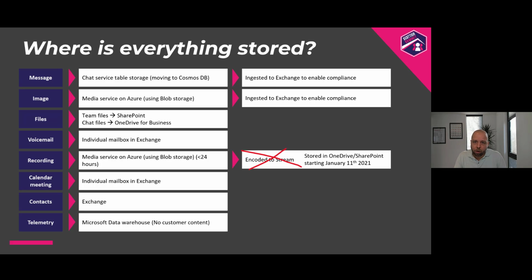So in the back end, all the chat messages and all the channel messages are going to be stored in Cosmos DB. And that's for performance reasons. But Cosmos DB doesn't have a mechanism for e-discovery or for DLP, and Exchange has. So what also happens is that a copy of that message is being ingested into Exchange.